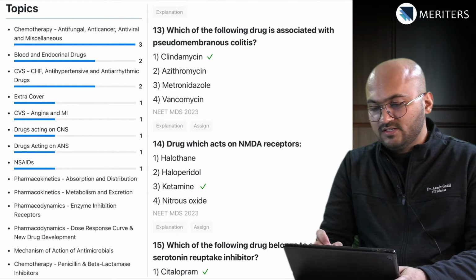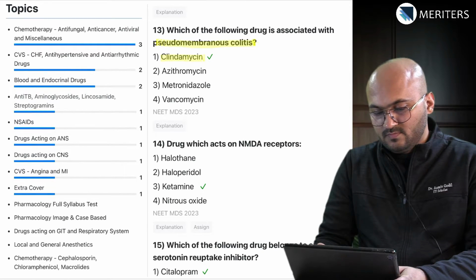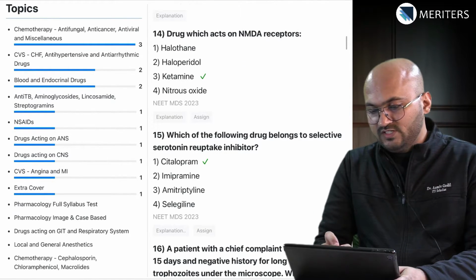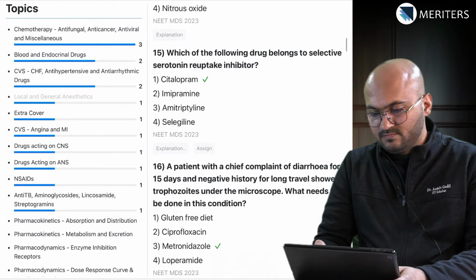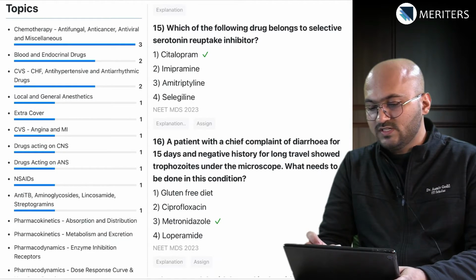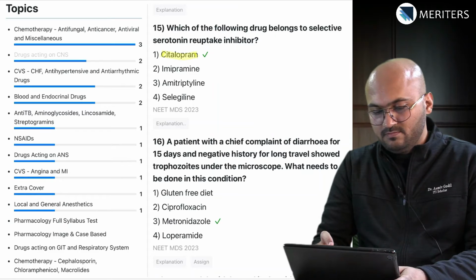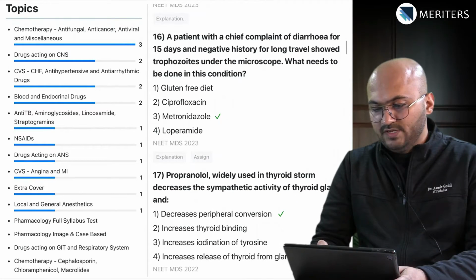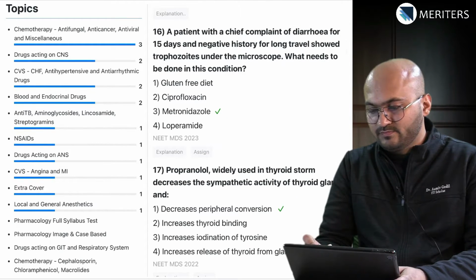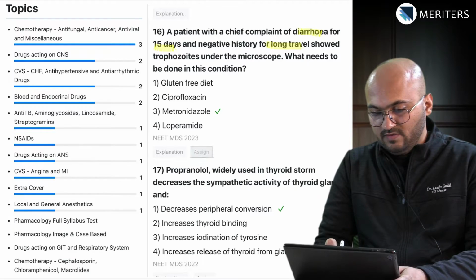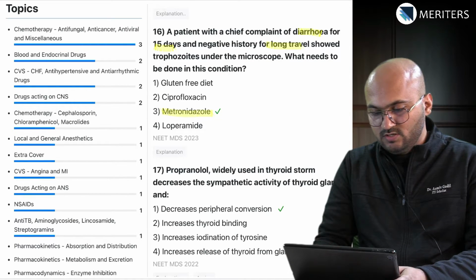Which of the following drugs is associated with pseudomembranous colitis? Clindamycin. Drug which acts on NMDA receptors is ketamine. Which of the following drugs belong to selective serotonin reuptake inhibitor? Citalopram, CNS. Patient with chief complaint of diarrhea for 15 days and negative history for long travel should show trophozoites under the microscope. So we have to give antiparasitic metronidazole.